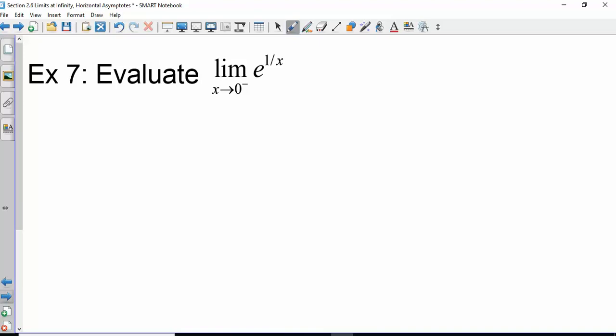I want you guys to take a second and look at this one, see if you can figure that out. What do you think it goes to? Nobody's brave enough to guess? All right, let's see. Can you just plug in 0? No. But we are coming into 0 from the left.